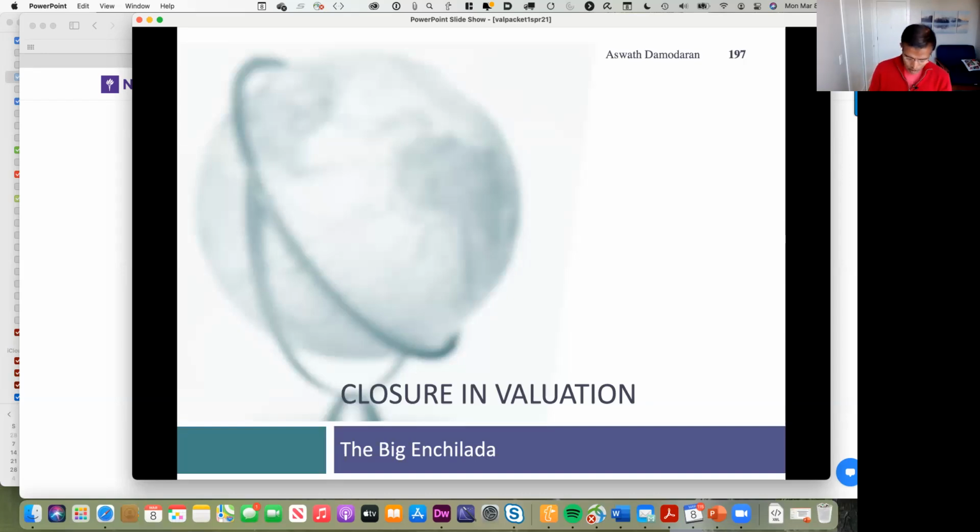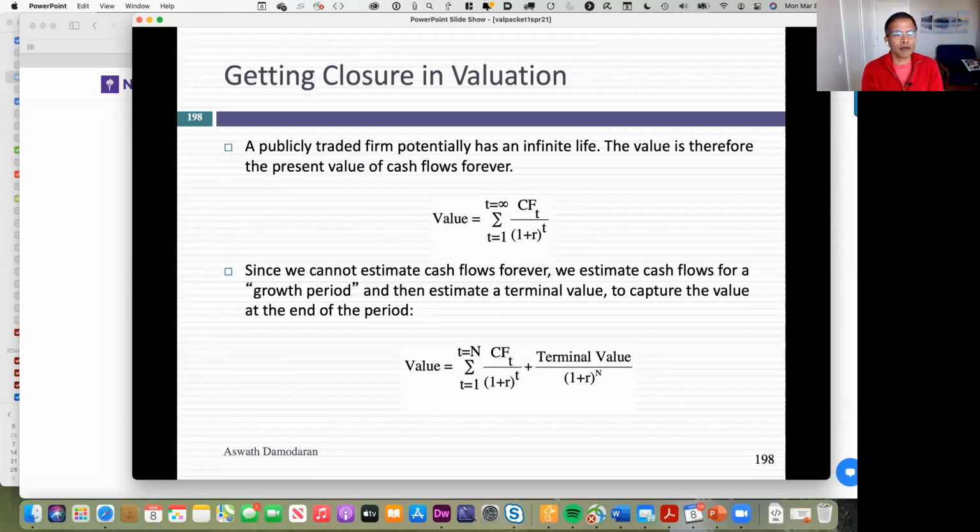Any final questions about growth before we move on to the elephant in the room? No? So let's talk about the elephant in the room. You do a discounted cash flow valuation. Every single DCF I've ever seen, the biggest single cash flow you're always going to have is the terminal value.